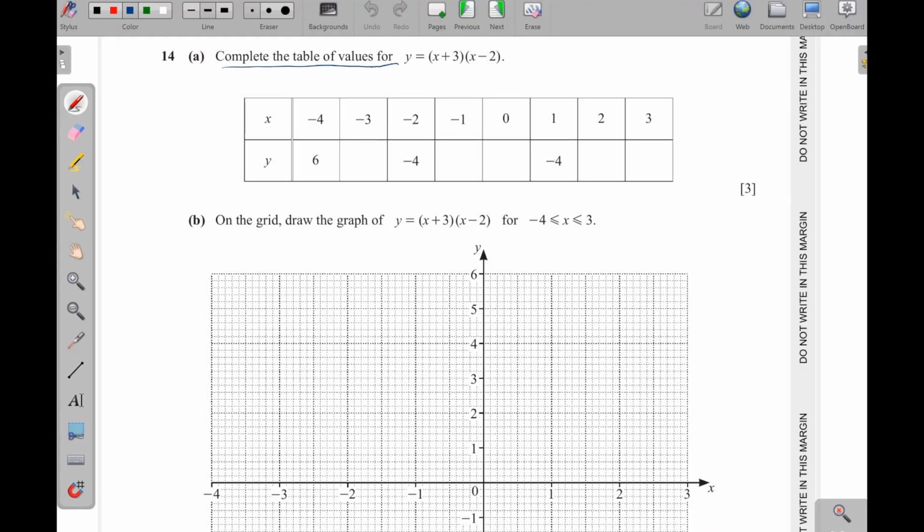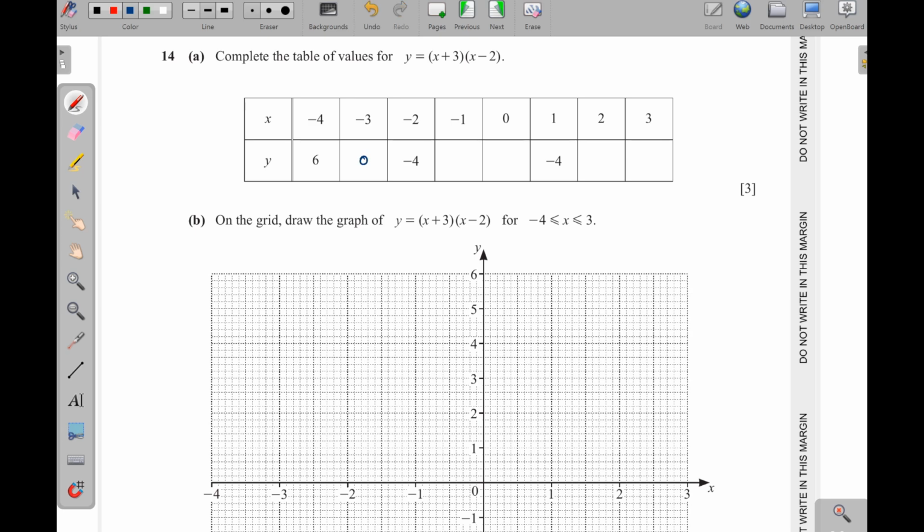Complete the table of values for y is equal to (x plus 3) times (x minus 2). So you just substitute wherever there is x, you put the what? I will put the negative 3. So when I put negative 3 here, this one becomes a 0. So the whole thing becomes a 0, right? So here we'll have a 0.